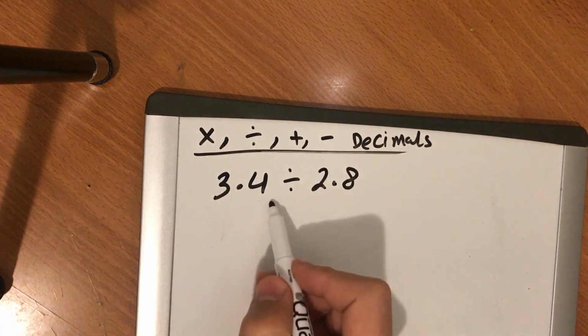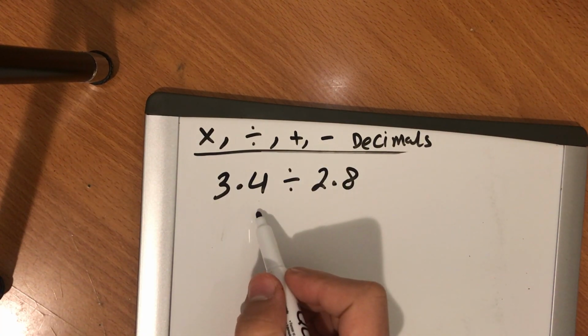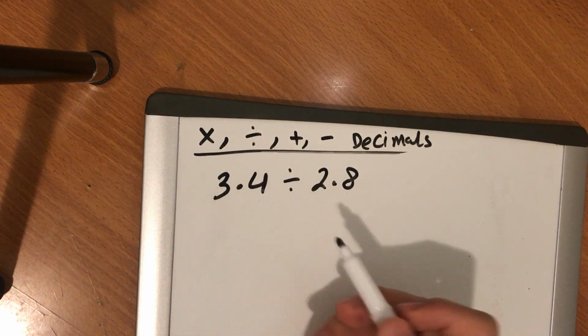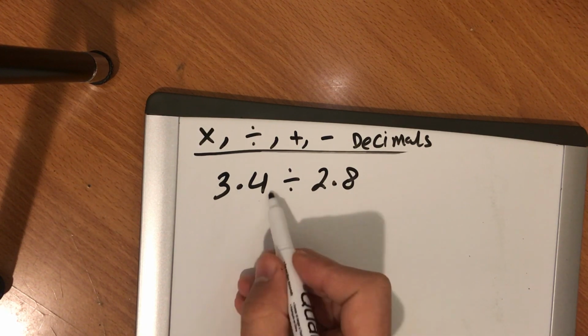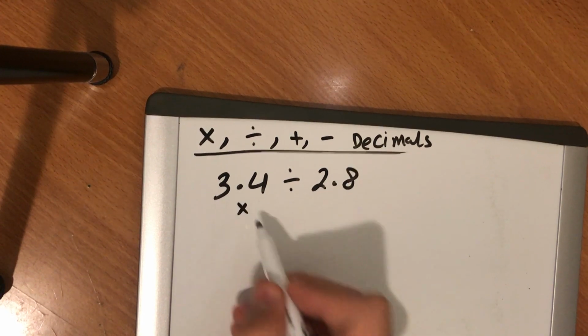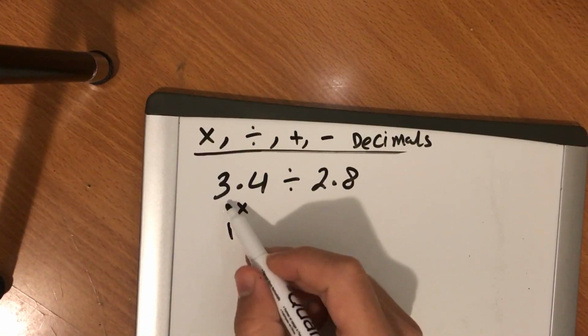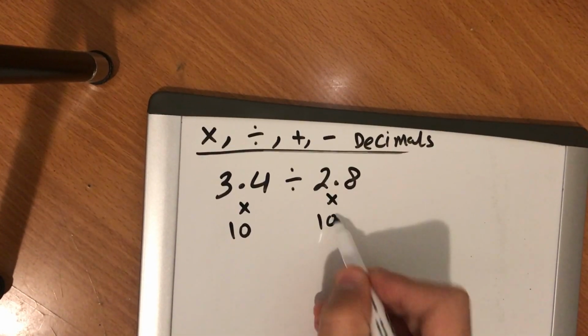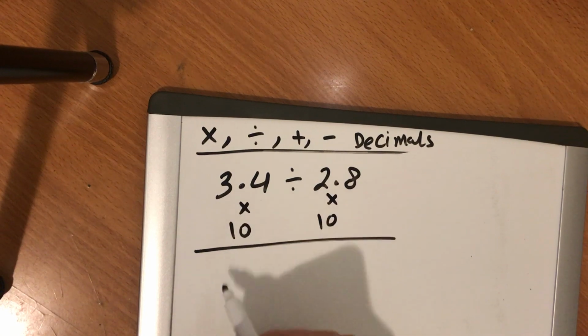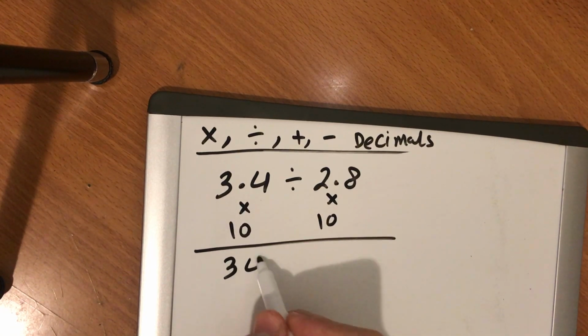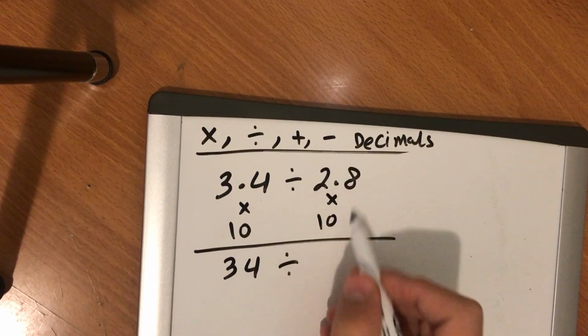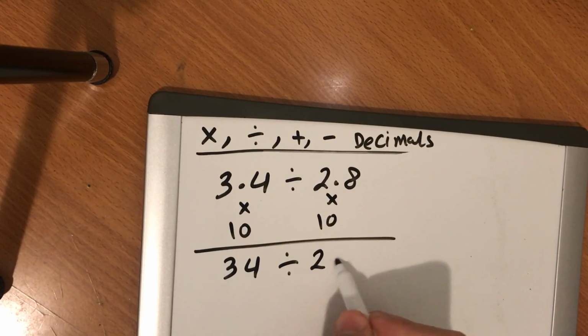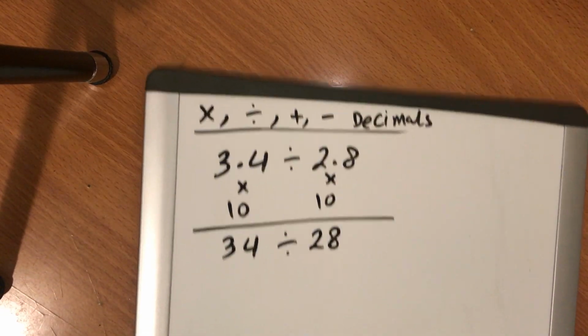And to move it to the right, I must multiply it by a number that has a 0 in it, or a multiple of 10. I need to move it just one place value. That means I must multiply it by 10. Whatever I do to one side, I must do to the other side. So 3.4 times 10 will just make it 34, divided by 2.8 times 10, that will just be a 28. And now you have a long division problem.